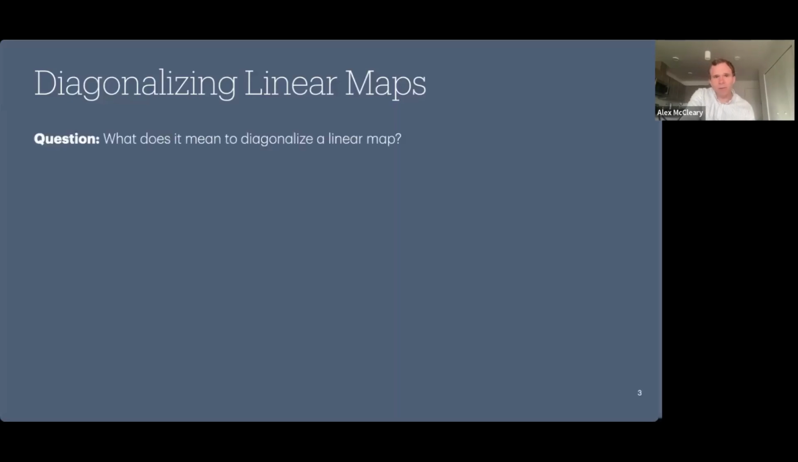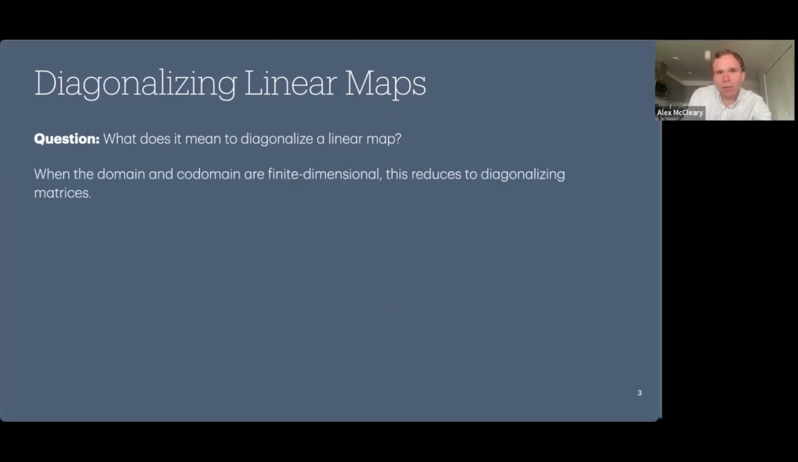So first, I want to start off with a question. What does it mean to diagonalize a linear map? Let's say you have a linear map between two vector spaces. What does it mean to diagonalize it? When the domain and codomain of the linear map are finite dimensional, this is not too hard of a problem. This is just diagonalizing a matrix. But what about when the domain and codomain are infinite dimensional? Then this question gets a little more subtle.